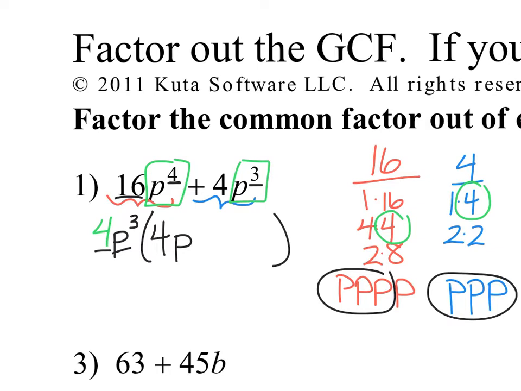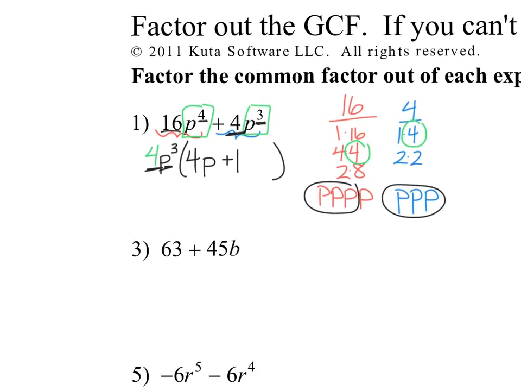Then I move on to the next term. 4 times what gives me 4? That would be 1, and P^3 would just stay the same, since multiplying by 1 keeps it the same. And there's your answer.